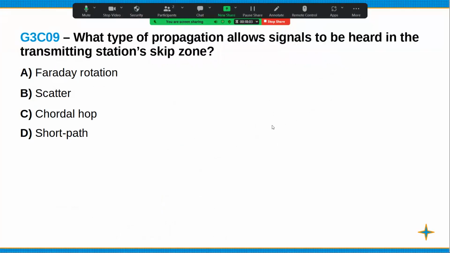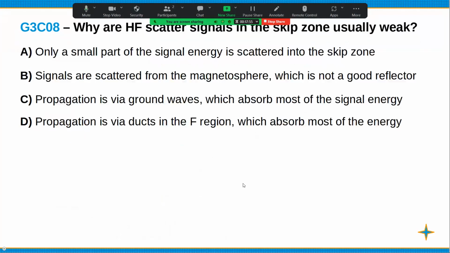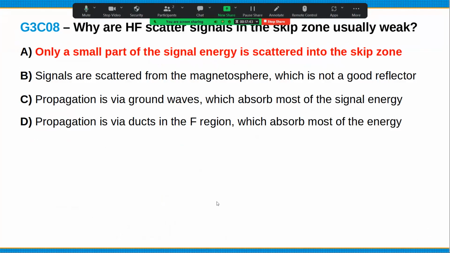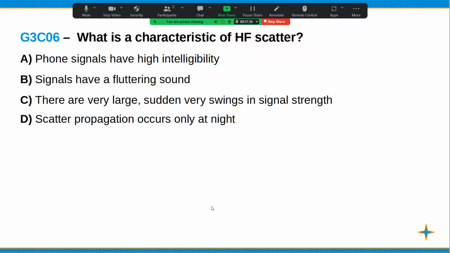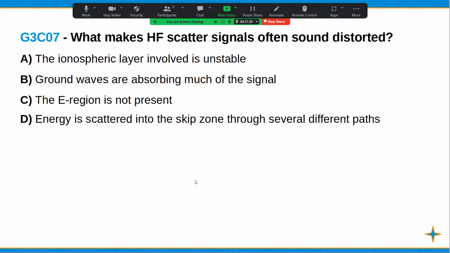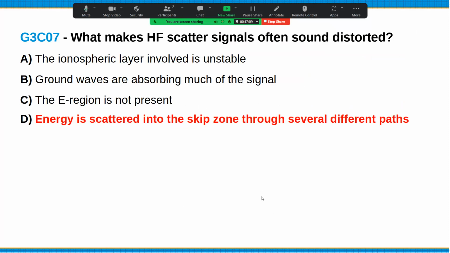What type of propagation allows signals to be heard in the transmitting station's skip zone? Why are HF scatter signals in the skip zone usually weak? Right. You only get a small part of the signal reflected or scattered. What is a characteristic of HF scatter? Yeah, fluttering. What makes HF scatter signals often sound distorted? Right. Sort of a multipath effect.